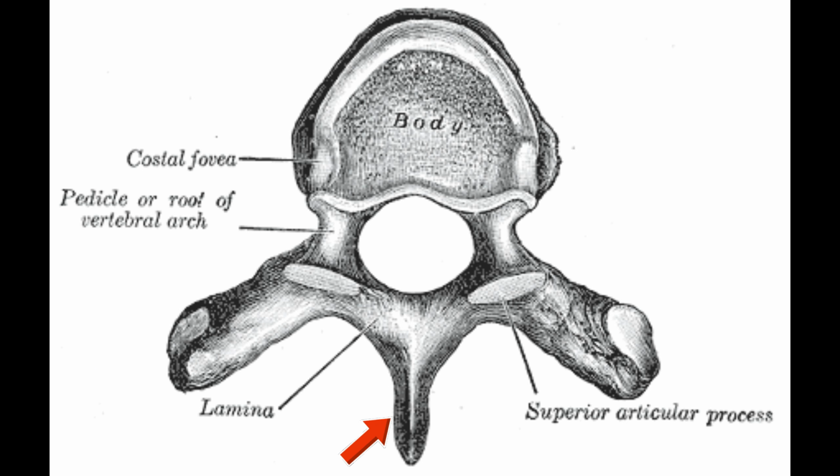Processes. Spinous process, processus spinosus. The spinous process is directed backward and downward from the junction of the laminae, and serves for the attachment of muscles and ligaments.